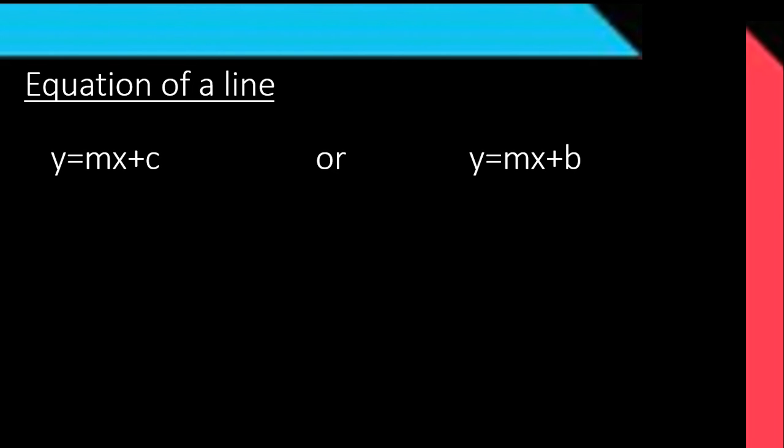It can be written as y equals mx plus c or y equals mx plus b, but they mean the same thing. The m stands for the gradient or the slope, which is the rate of change. And the c or the b is just the y-intercept on the graph.